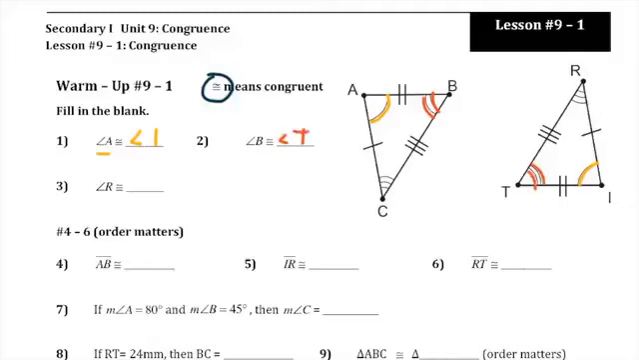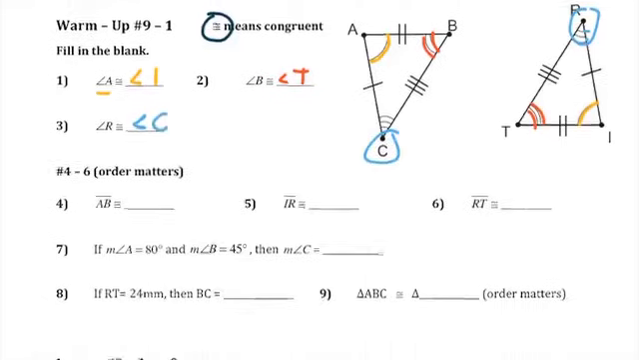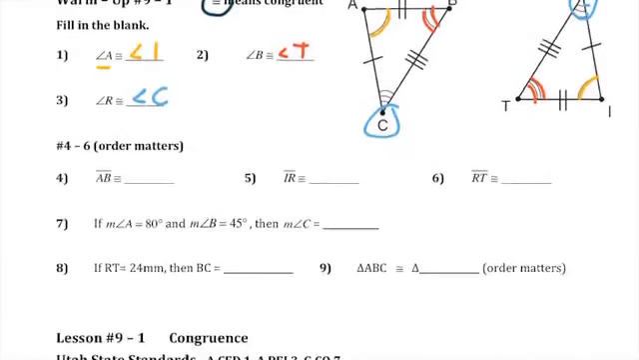Number 3, angle R is congruent to what angle? Well, angle R has three arcs across, and so does angle C. So angle R and angle C are congruent. So we're going to write angle C. 4 through 6. Now note, order matters, the order that I write these.